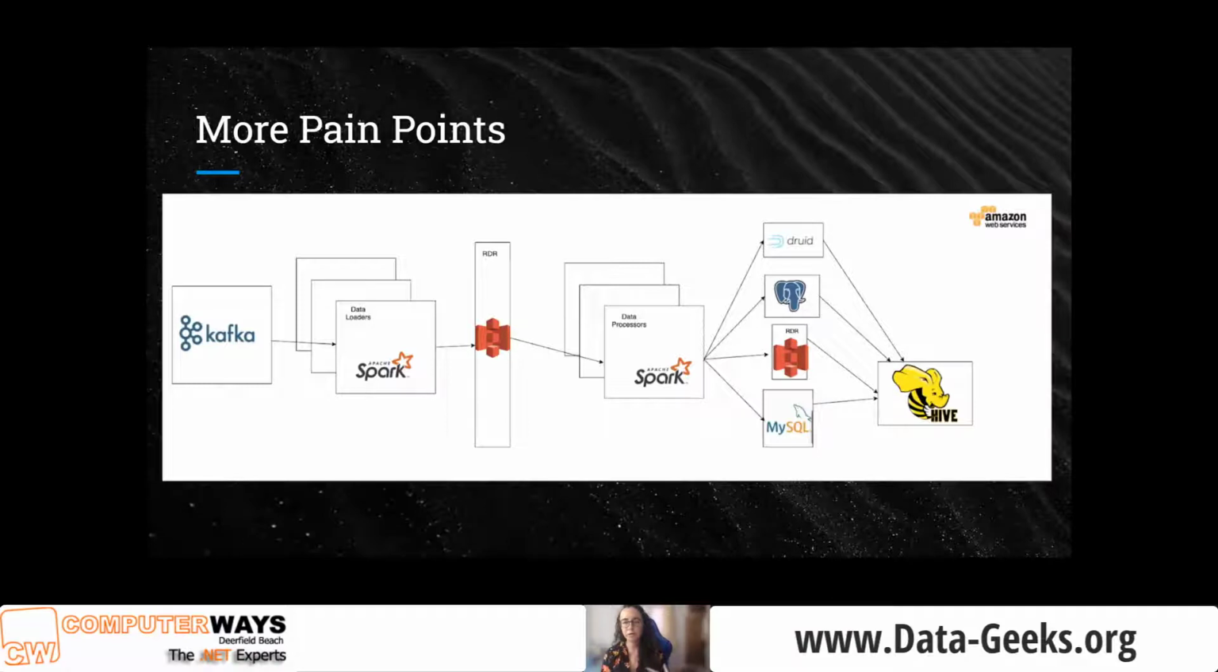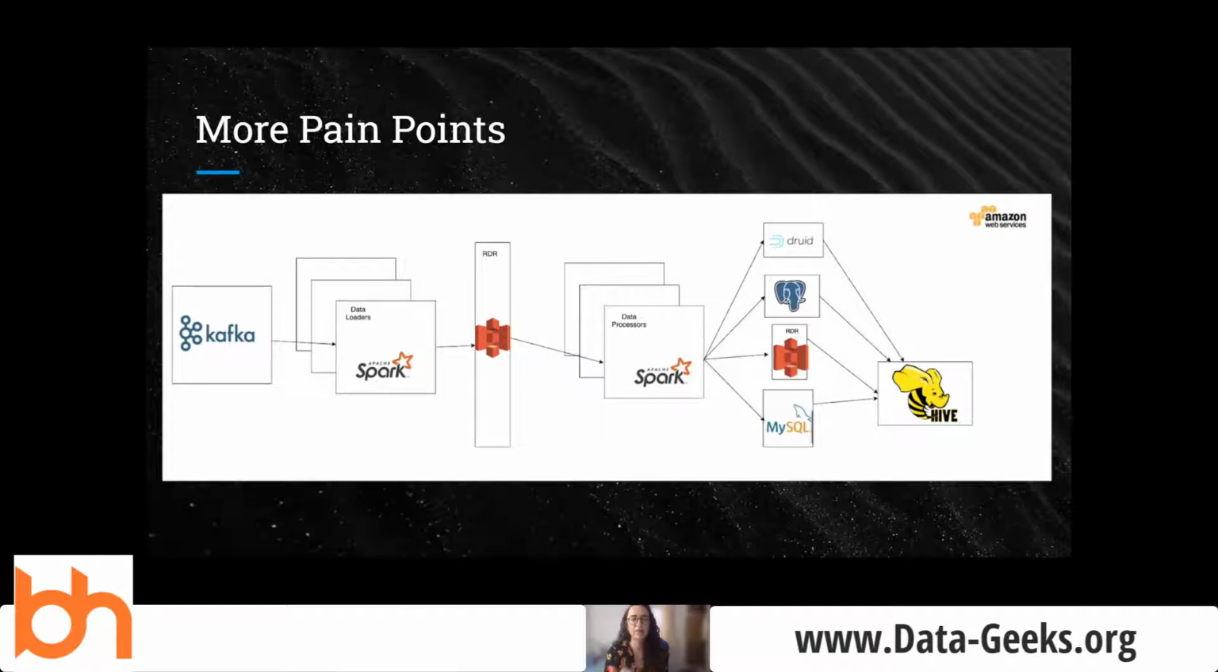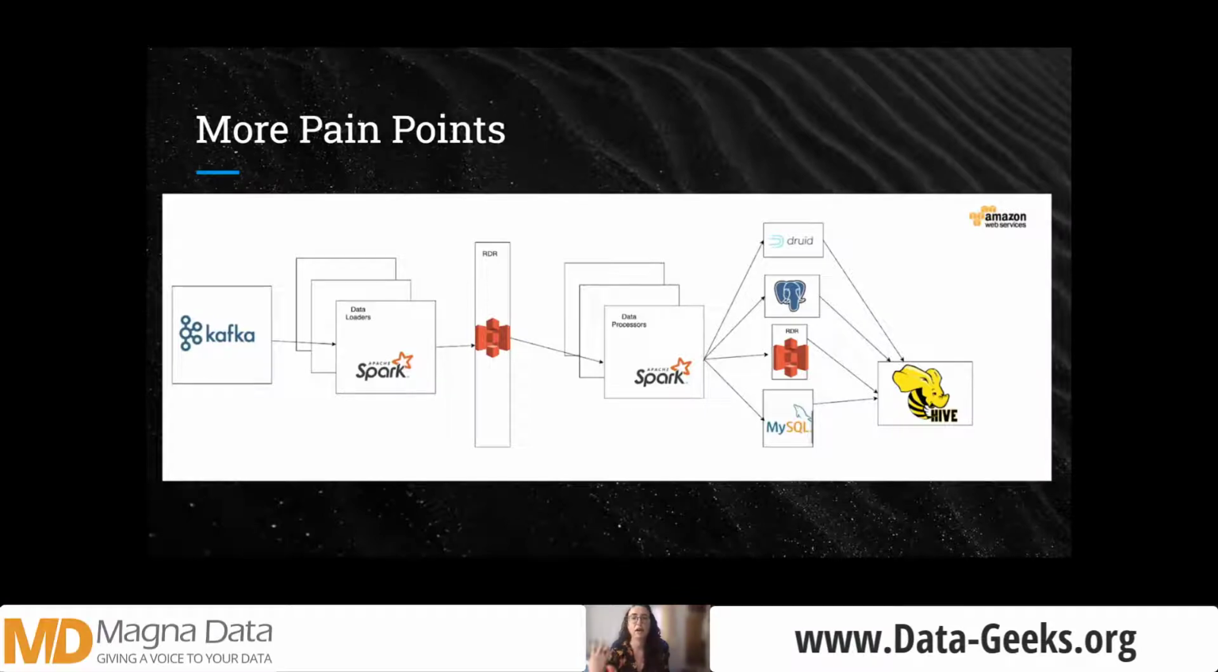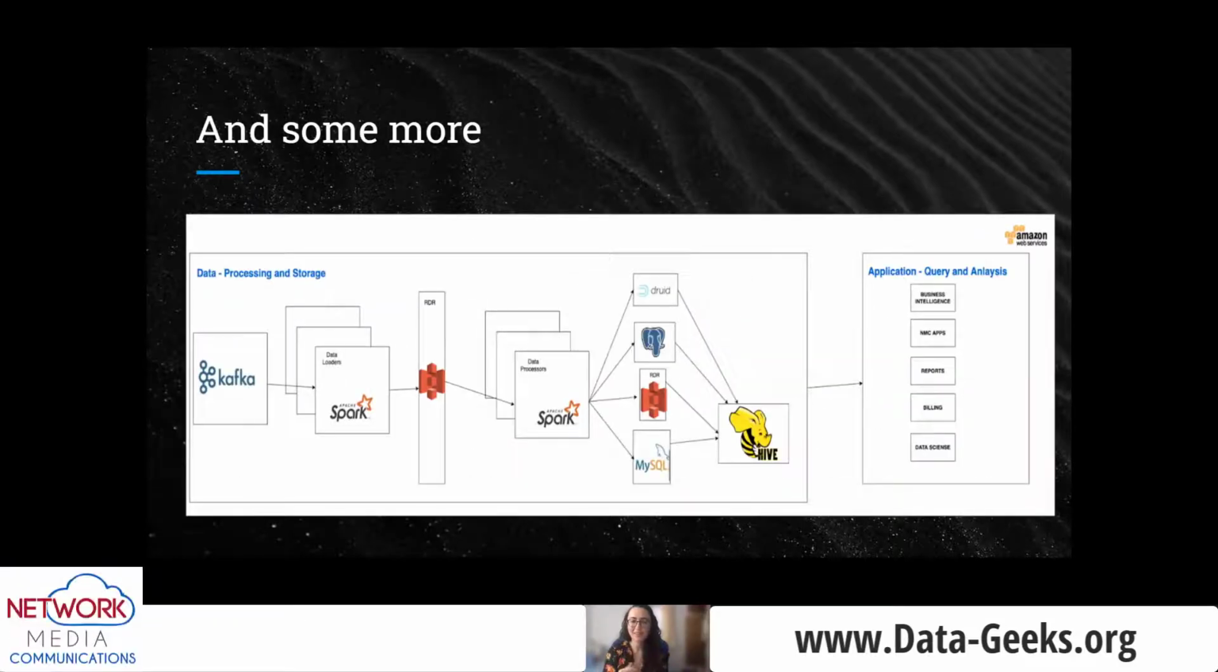So the data loaders have crashed, some brokers in Kafka have crashed, or our entire Kafka in AWS is not available anymore. Data is arriving late into RDR. The data processors are not aware. They're already processing data, storing it back in RDR, Postgres, Druid, and then next slide. Okay, cool.